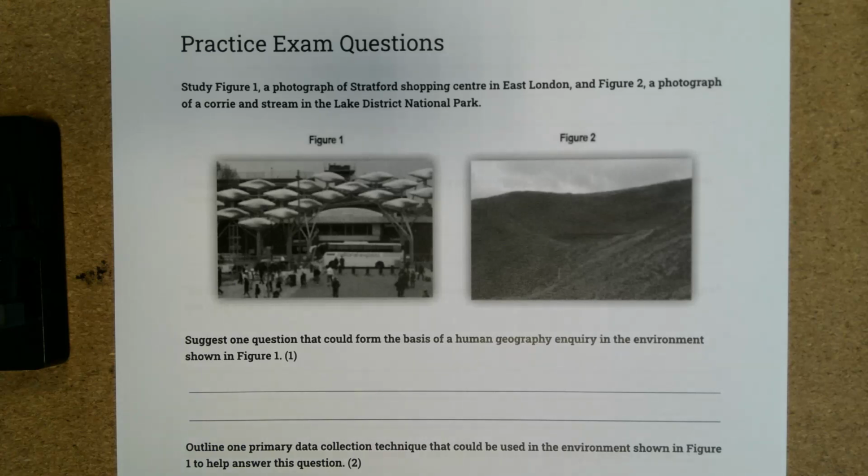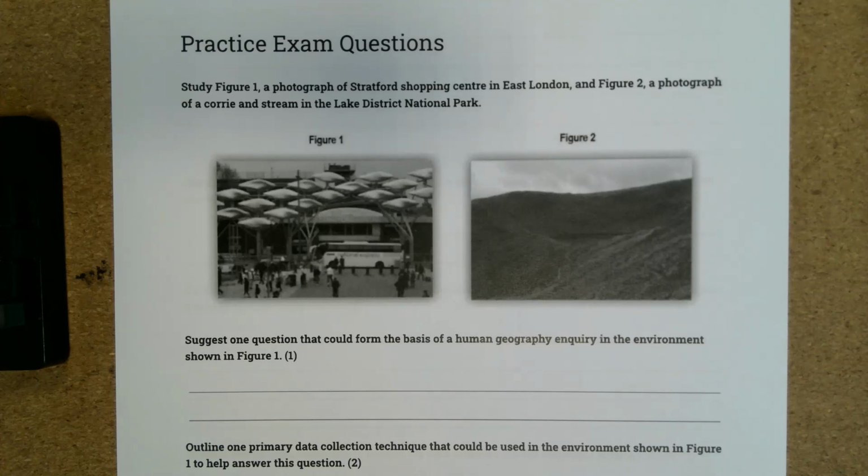Firstly, we're asked to study figure 1, a photograph of Stratford Shopping Centre in East London, and figure 2, a photograph of a Corrie stream in the Lake District National Park. It's worth mentioning that the fieldwork questions will only ever refer to fieldwork that could have been done based on the links to the specification of AQA GCSE Geography. So you would never be asked questions which would require you to have studied something beyond the specification.